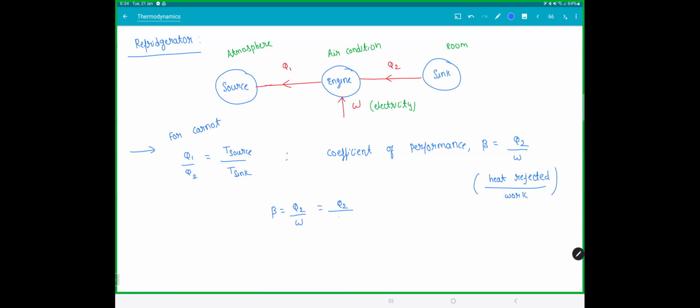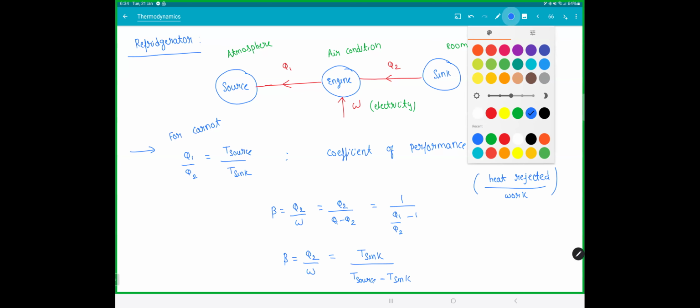Q2 by W is Q1 minus Q2. Bring that Q2 down. So this will be 1 by Q1 by Q2 minus 1. So beta becomes Q2 by W, and Q2 is T sync by T source minus T sync. That's the formula you need to remember.